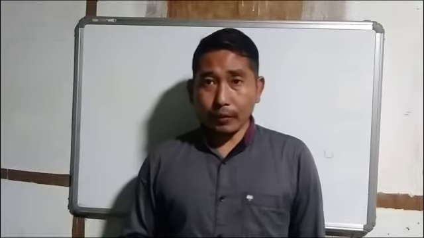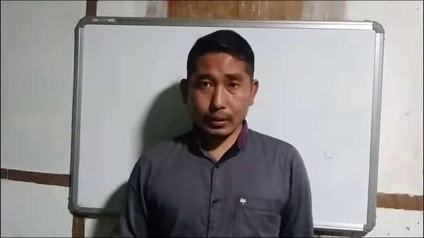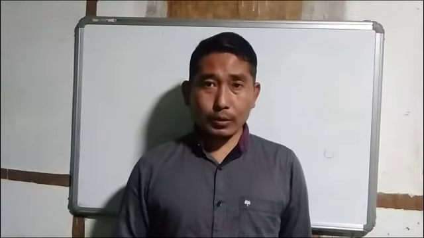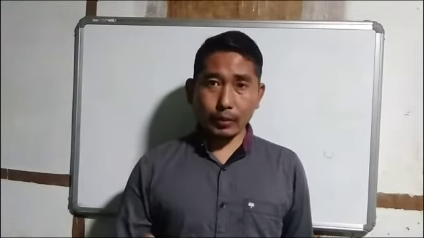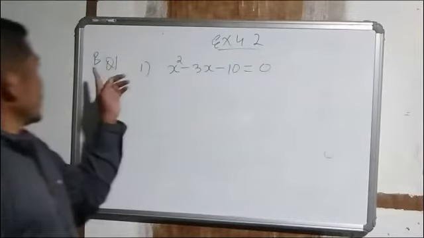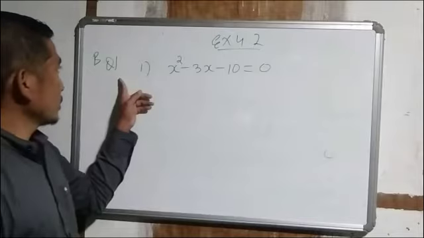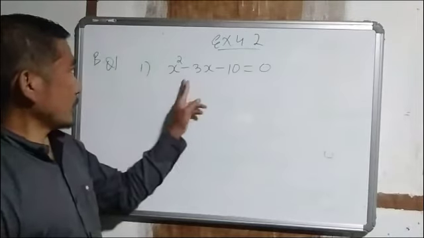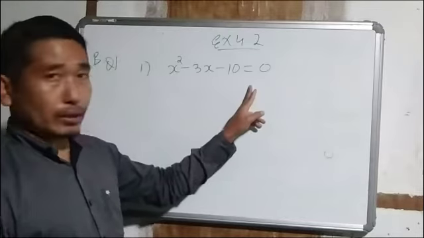This is the second part of the lesson, quadratic equations. In this section, we will learn how to find the solutions of a quadratic equation by using the factorization method. So here in exercise 4.2, section B, question number 1, Roman numeral 1. The question is x squared minus 3x minus 10 equals 0.